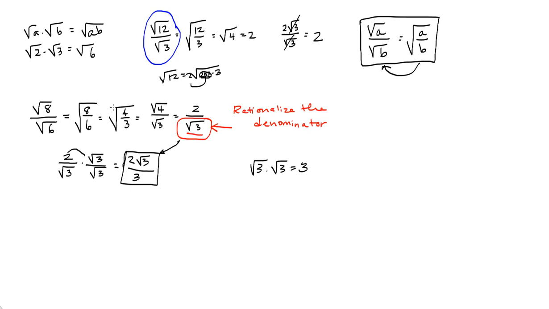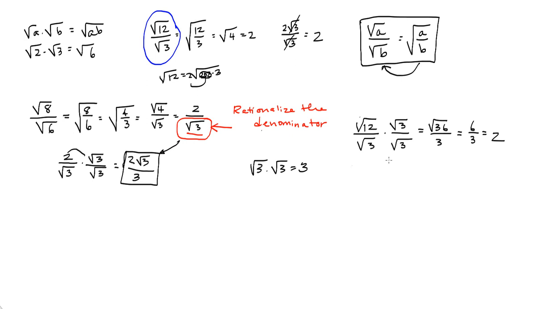Let's do it another way. Let's rationalize the denominator and see if we come up with 2 as the same answer. So I've got radical 12 over radical 3, don't I? I can rationalize my denominator by doing radical 3 over radical 3, right? What do I get? Radical 12 times radical 3 is radical 36 over radical 3 times radical 3, which is 3. But radical 36 is 6, isn't it? 6 divided by 3 is 2. We get the same answer.